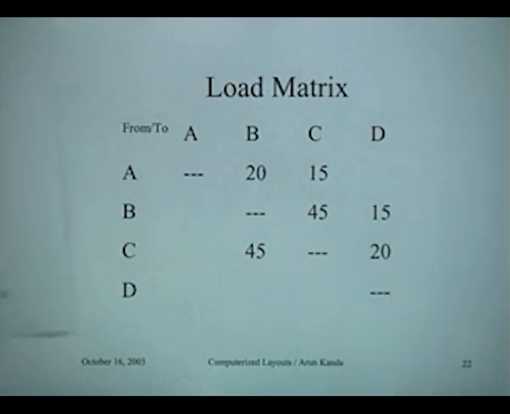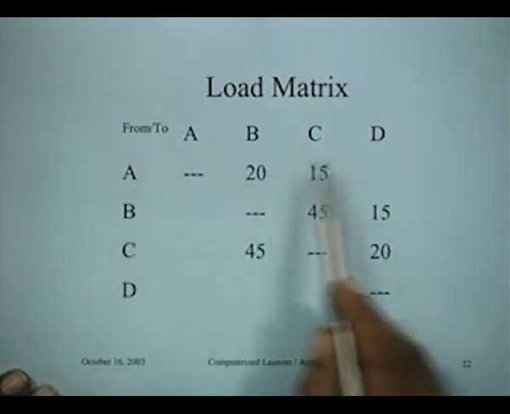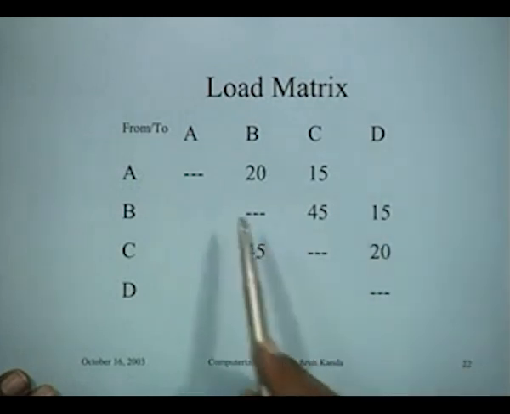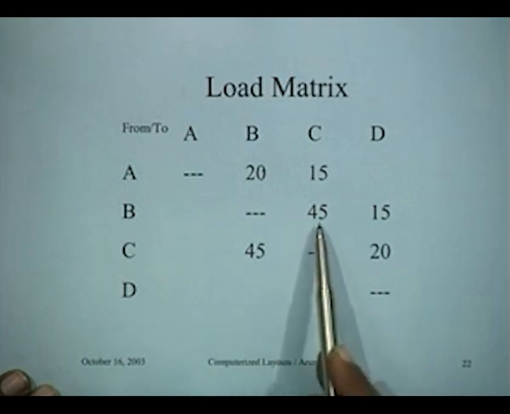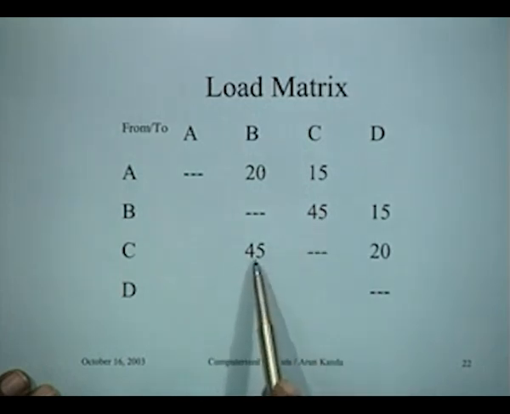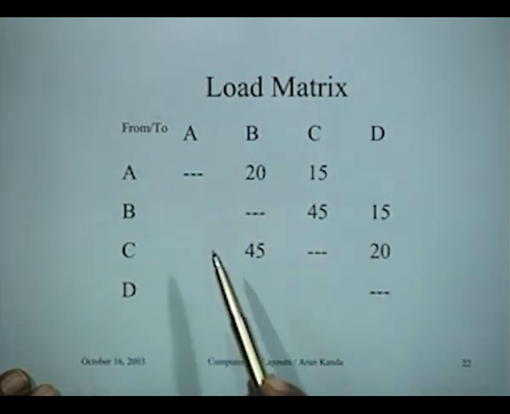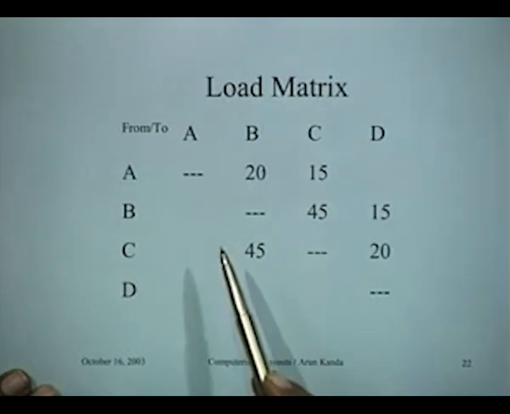So the idea is how to construct a load matrix. A load matrix is actually summarizing the total movement that takes place between all pairs of departments, and you know the number of trolley loads moving. For instance, you find that the maximum movement takes place between B to C and C to B. Does this give you a hint? The hint is obvious, that these two departments should be close to each other if you want to minimize the material handling effort. That's what it is, right? So we construct this load matrix.